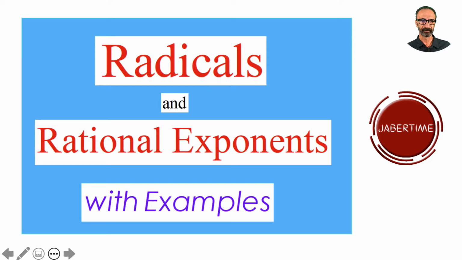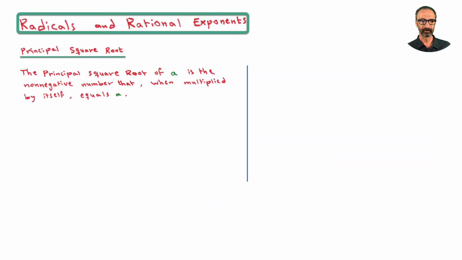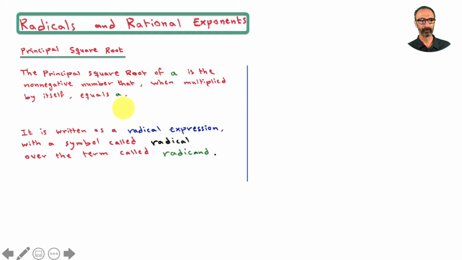Okay, let's get started. We have radicals and rational exponents with examples. This is our topic. The principal square root of a is the non-negative number that, when multiplied by itself, gives you back a. Non-negative is critical here, and just keep that in mind. It is written as a radical expression with a symbol called radical over the term that is called radicand.